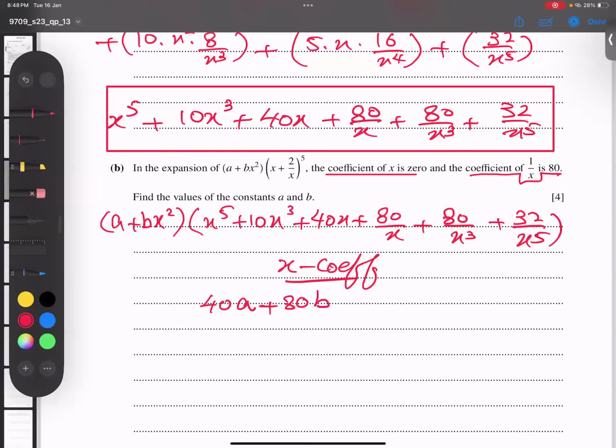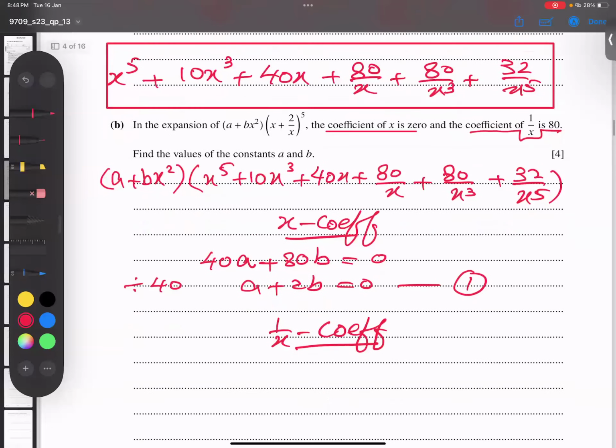Alhamdulillah Rabbil Alameen. And the x coefficient equals 0. So I'm writing here 0. I can divide the whole equation by 40 and I get a plus 2b equals 0. Equation number 1 done. Now I talk about the 1 over x coefficient.